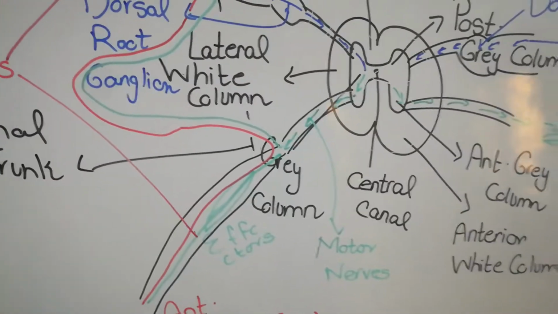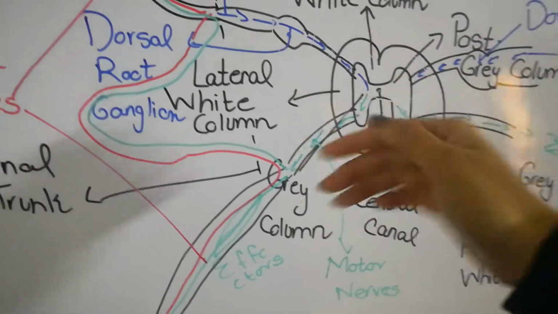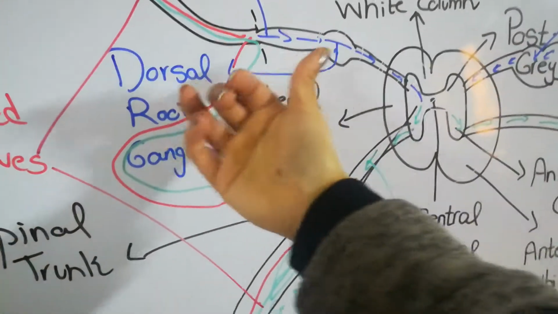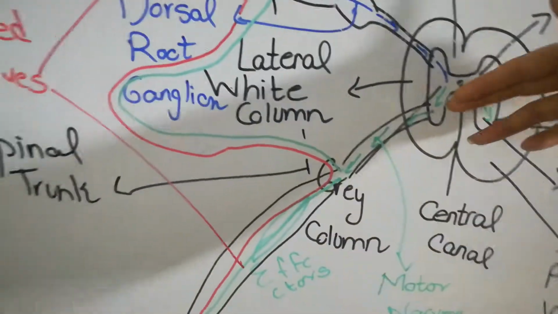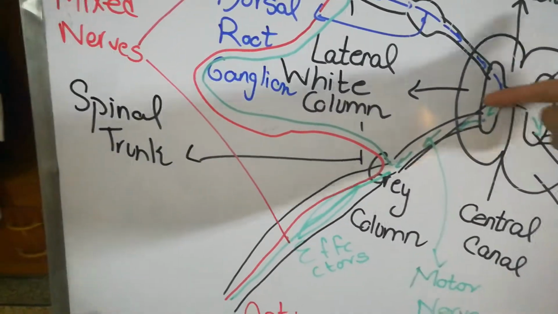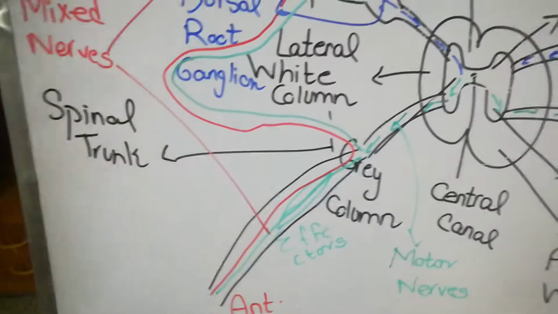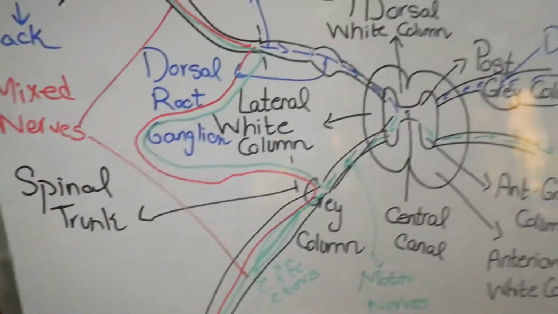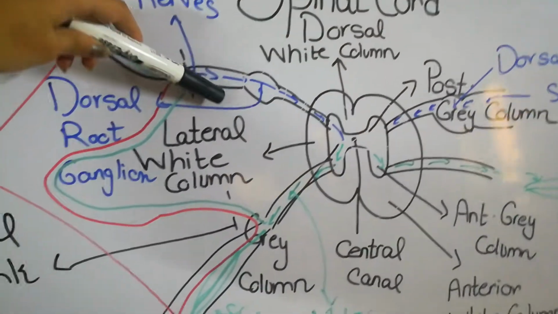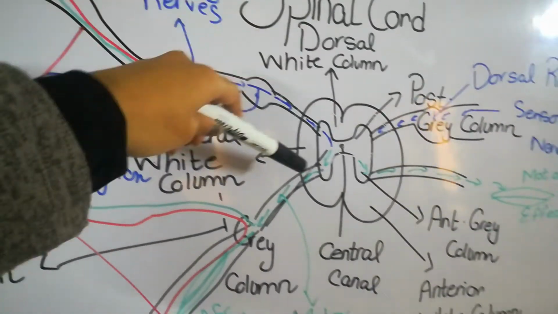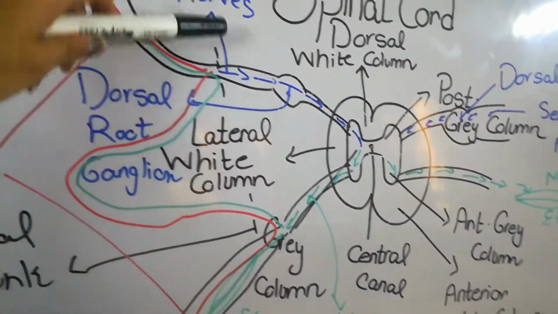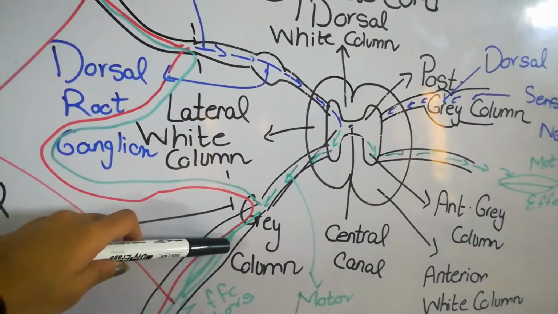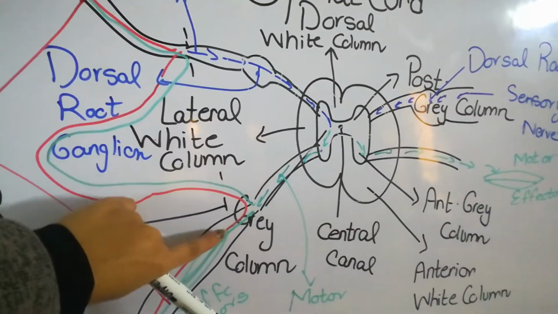Fine. Now, what happens is that the posterior root is carrying impulses towards the spinal cord, those are your sensory nerves, and the motor nerves are carrying the impulses away from the spinal cord towards our effectors. Now, the point will come that these posterior roots and your anterior roots of the spinal cord will unite with one another and form your spinal trunk. This is called the spinal trunk.